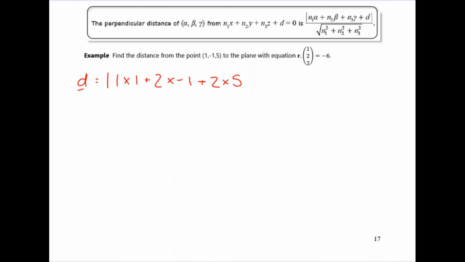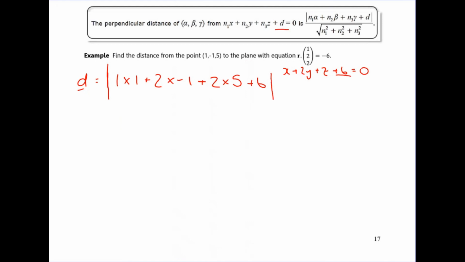Just a modulus sign of the whole thing. Now we need plus d, which we don't have from this form, because it's not equal to 0. You could convert it into Cartesian form if you want. I'm going to take this minus 6 across to make it plus 6, which tells me that my plus d is plus 6.